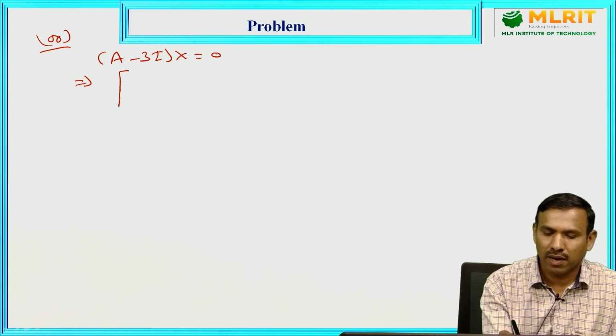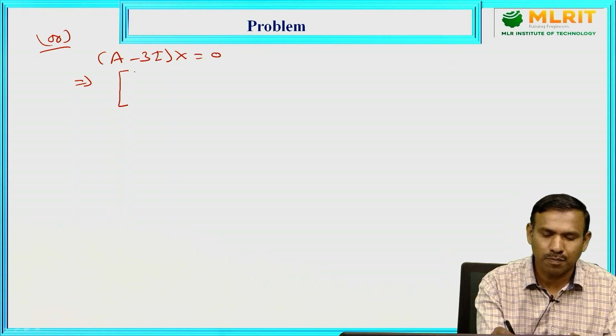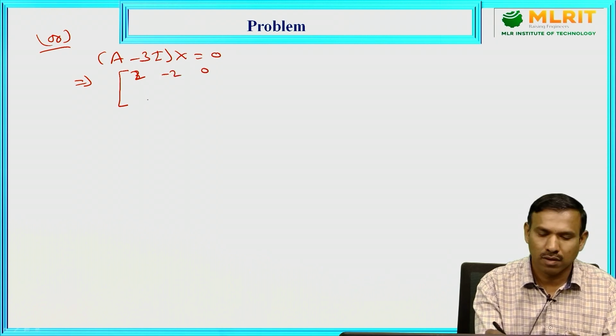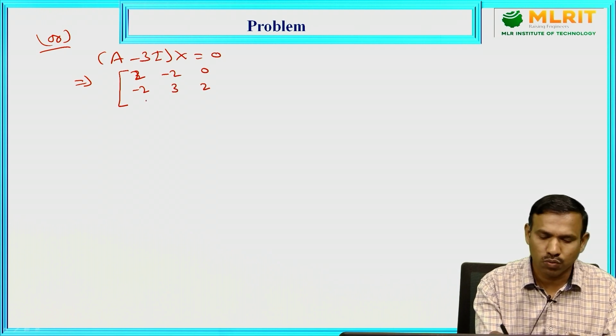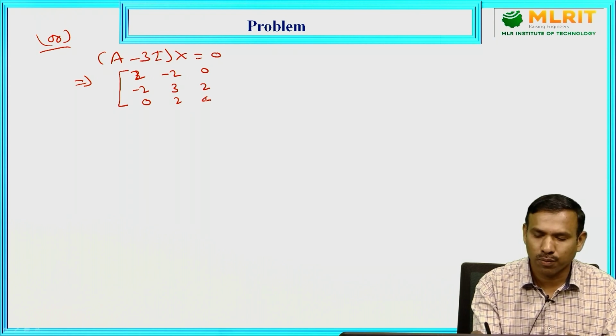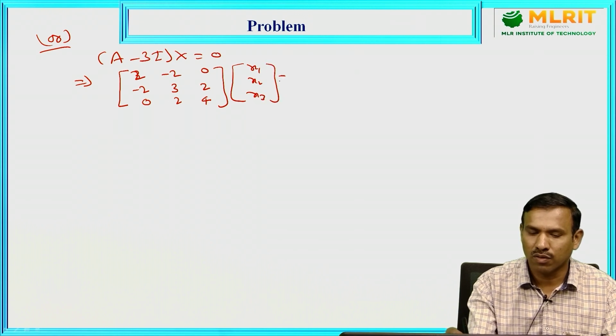So, A minus 3I, we have done in the previous one: 5 minus 3, 2, minus 2, 0, subtract 3 from the given matrix, minus 2, 6 minus 3, 3, 2, 0, 2, next 7 minus 3, 4, times x, meaning x1, x2, x3, is equal to 0. So, I am telling an alternate method to find the eigenvector.